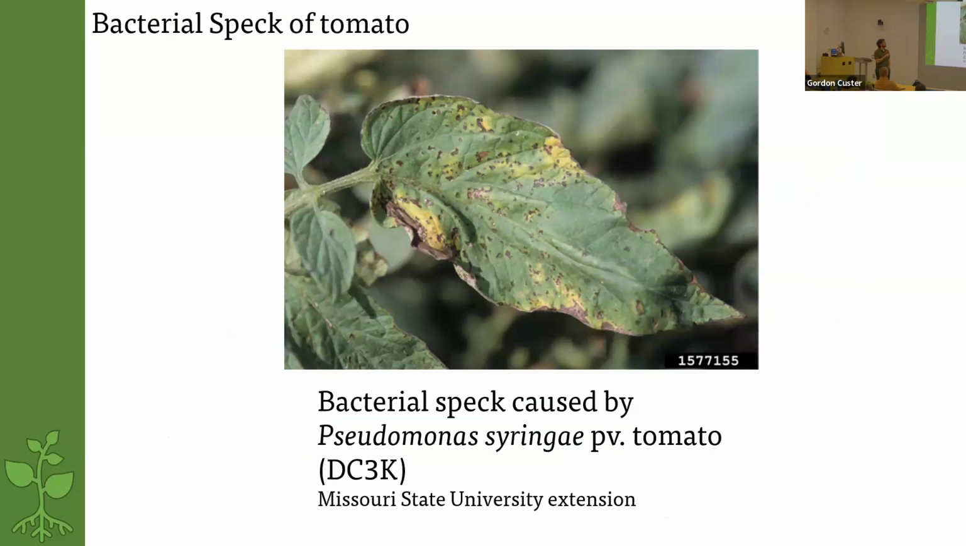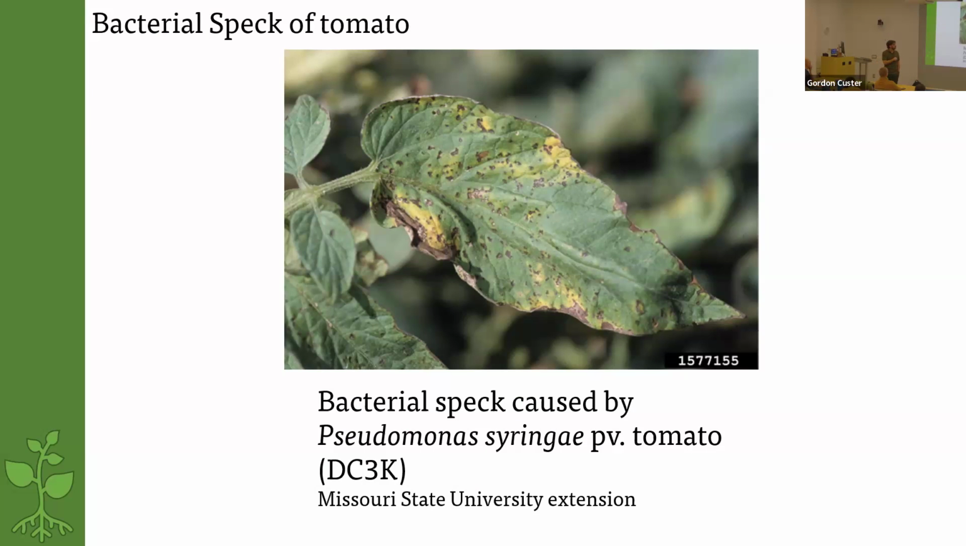Okay, and so bacterial speck is a disease of tomato that is characterized by small necrotic lesions that typically have haloing around them. And it is a very devastating pathogen for tomato. If this pathogen is present in a subset of tomatoes in your field, it can be very quickly very devastating.